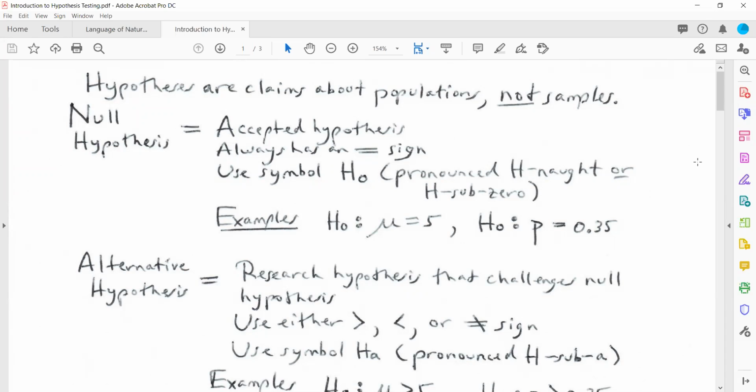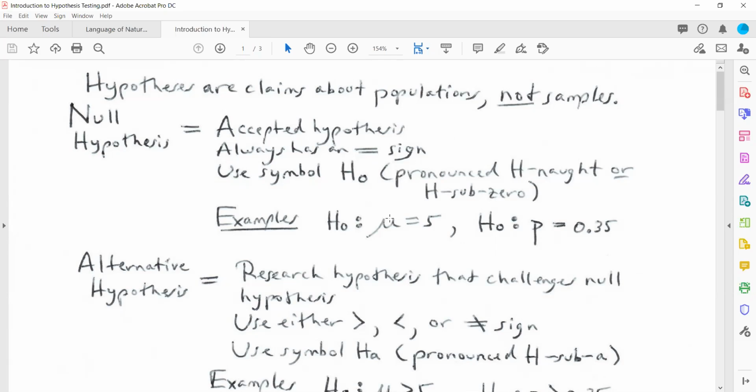So the null hypothesis is an accepted hypothesis. When we write it symbolically, we'll always use an equal sign. And the symbol that we're going to use for the null hypothesis in general is an H for hypothesis with a little 0 next to it. And this is pronounced H naught. Naught means 0, or H sub 0. I've heard people say it both ways, but in both cases, it means the null hypothesis is H with the 0 next to it.